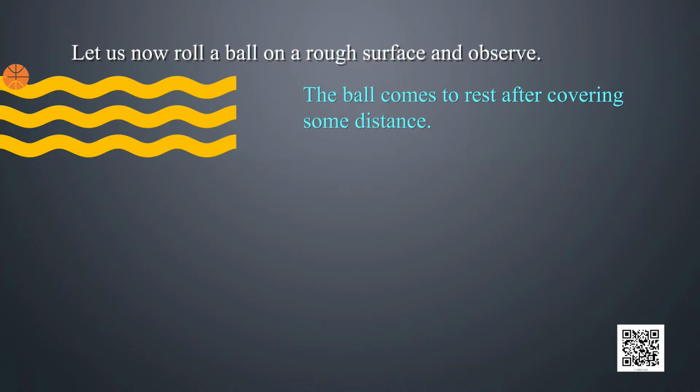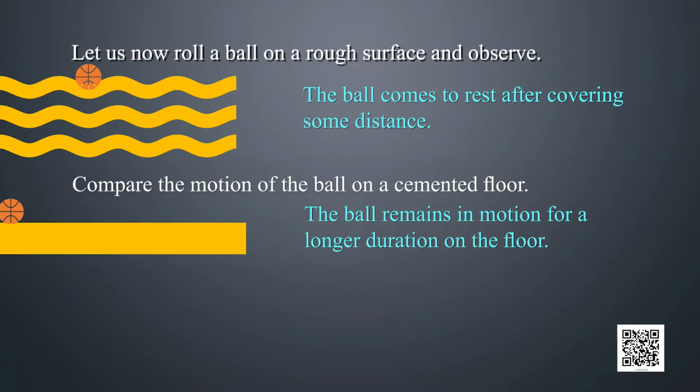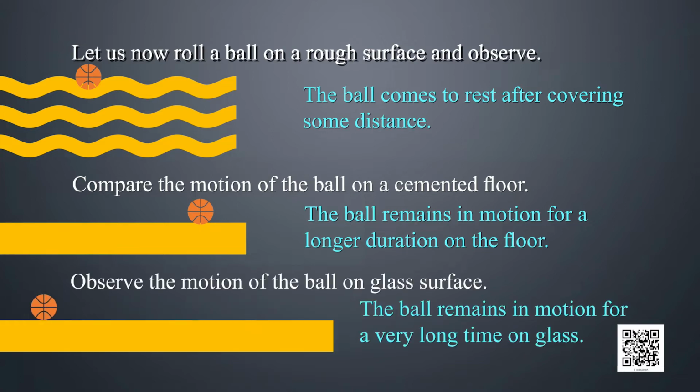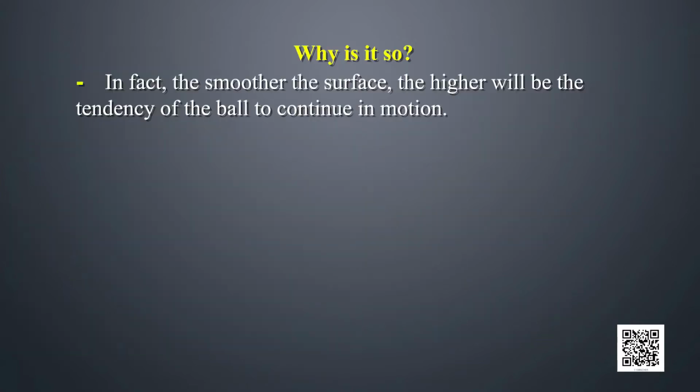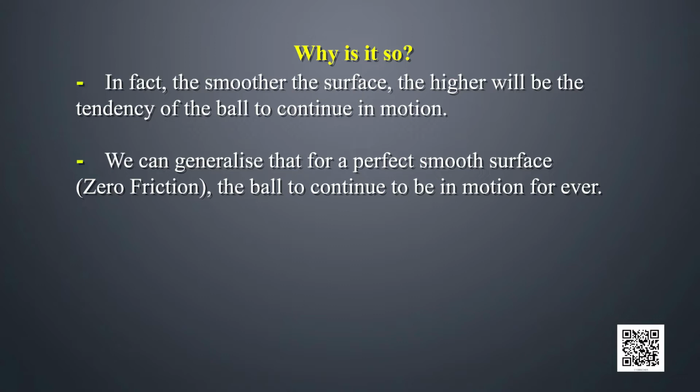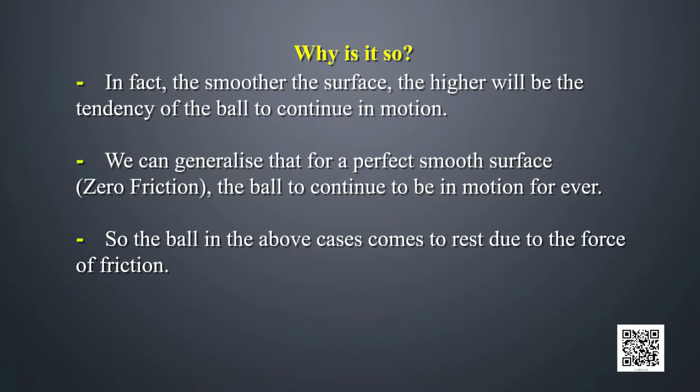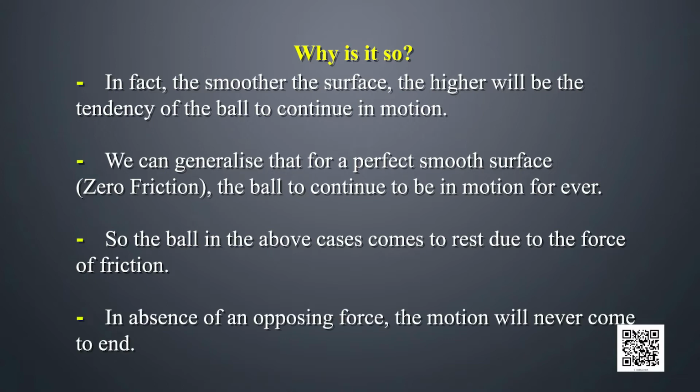Let us now roll a ball on a rough surface and observe. The ball comes to rest after covering some distance. Compare the motion of the ball on a cemented floor with that on the rough surface. The ball remains in motion for a longer duration on the cemented floor. The ball remains in motion for a very long time on glass. Why is it so? Let us think. In fact, the smoother the surface, the higher will be the tendency of the ball to continue in motion. We can generalize that for a perfectly smooth surface, that is a surface with zero friction, the ball will continue to be in motion forever. So, the ball in the above cases comes to rest due to the force of friction. In absence of an opposing force, the motion will always continue and never come to rest.